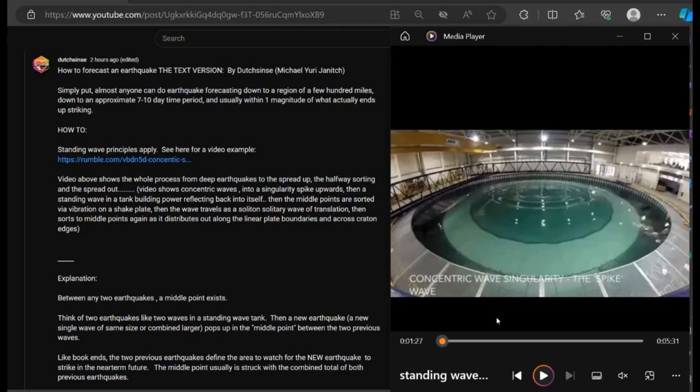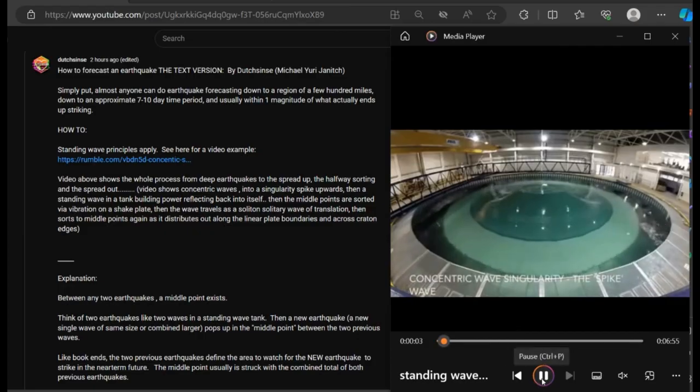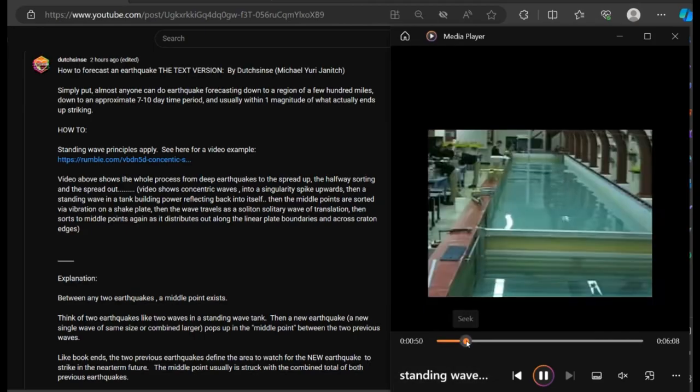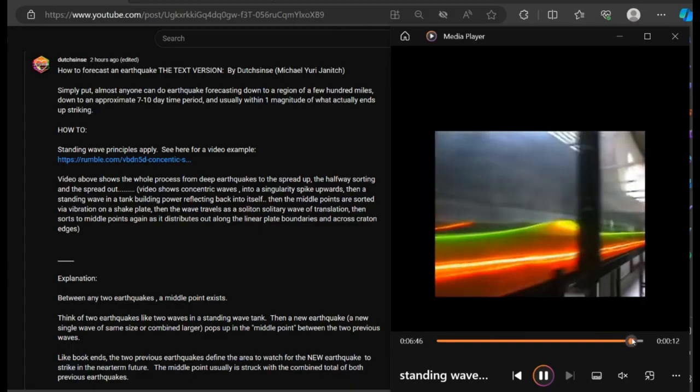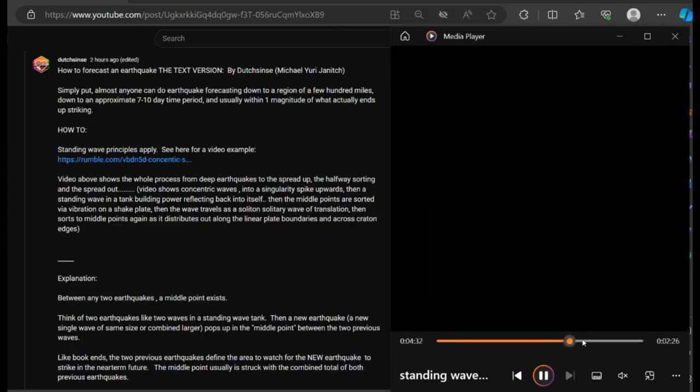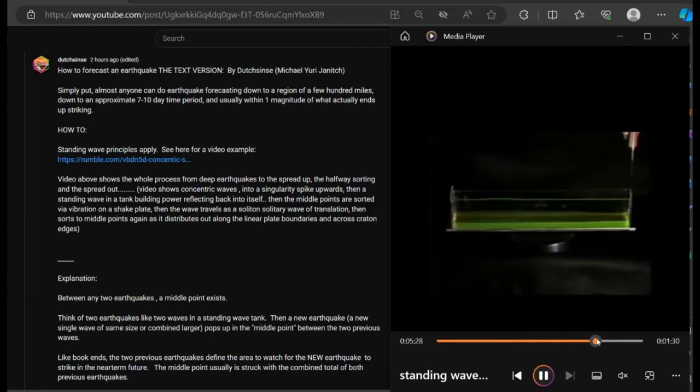Video above shows the whole process from deep earthquakes to the spread up, the halfway sorting and the spread out. Video shows concentric waves, into a singularity spike upwards, then a standing wave in a tank building power reflecting back into itself, then the middle points are sorted via vibration on a shake plate, then the wave travels as a solid and solitary wave of translation, then sorts to middle points again as it distributes out along the linear plate boundaries and across craton edges.